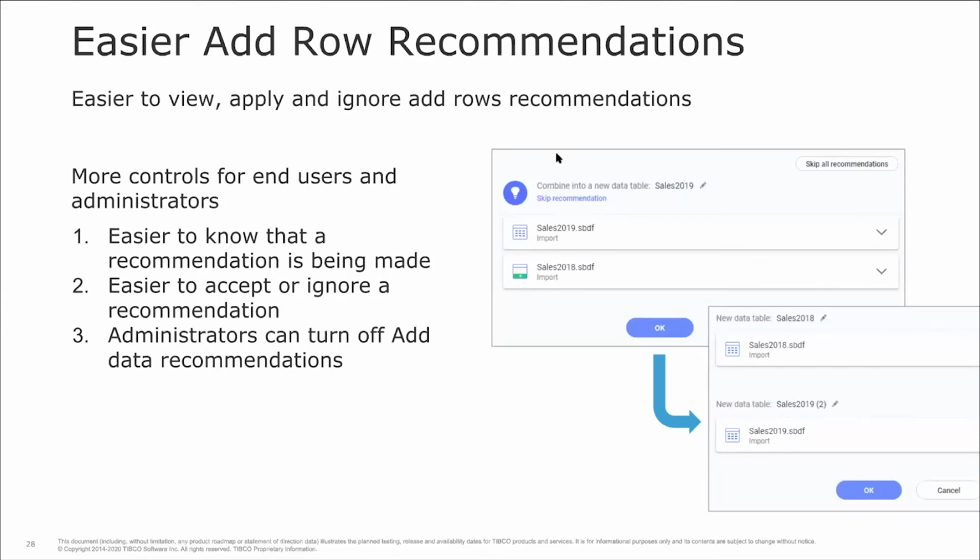So we made the light bulb larger. We created a larger link to skip a recommendation. We also added a button to skip all recommendations, because there could be quite a few of them. And we also added this arrow, as I showed before, to make it easy to know that you can expand a card and do additional settings on your data. So hopefully that makes it easier to use or opt out of a recommendation.